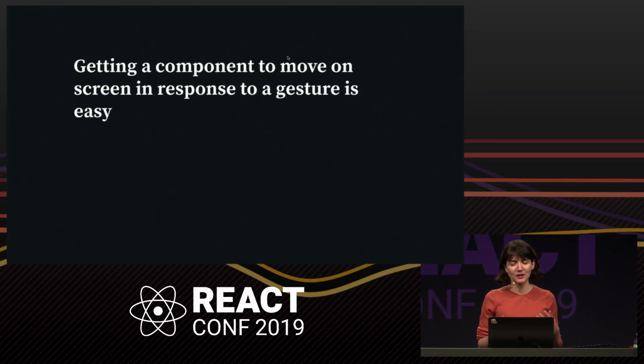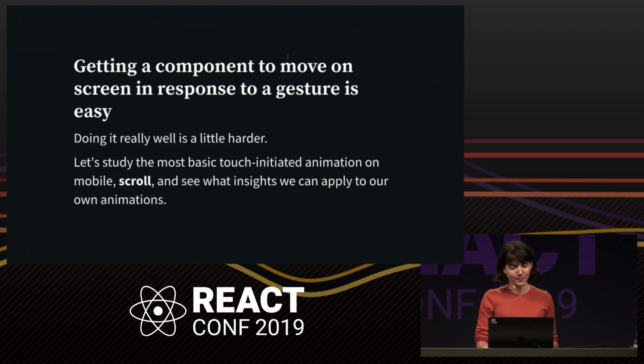We take the onTouchStart listener from the bind function, and we use this React Spring way of adding our animated opacity and transform values. So that was it. That's how we can render this component. So hopefully that showed you that getting something to move on the screen in React in response to a gesture is pretty easy, but doing it well is a little bit harder.